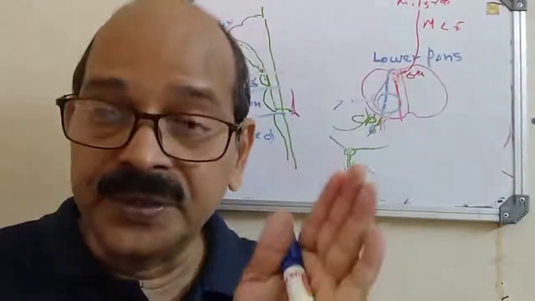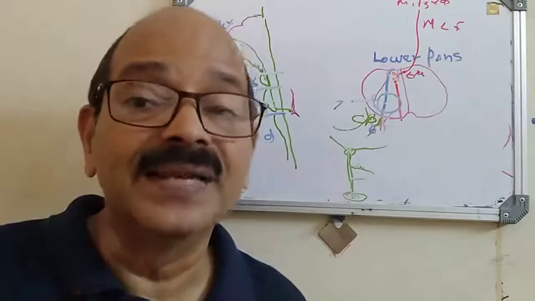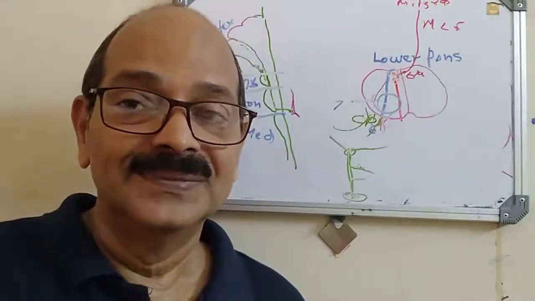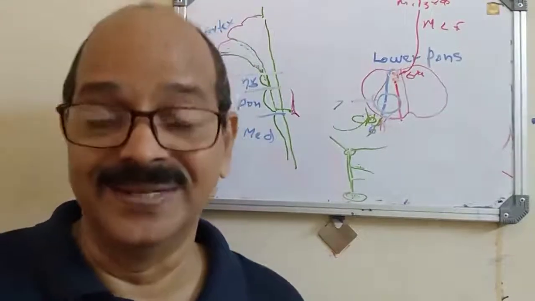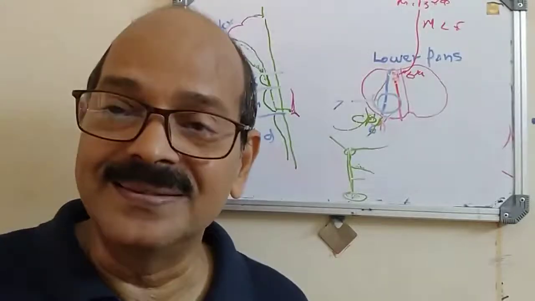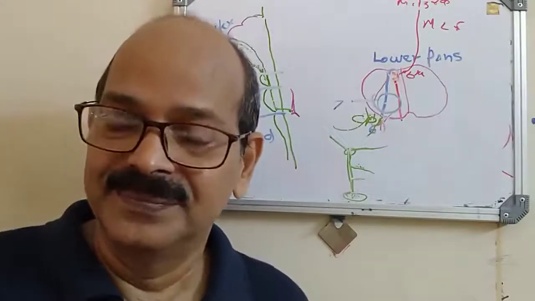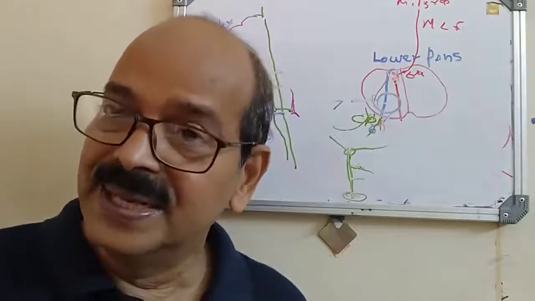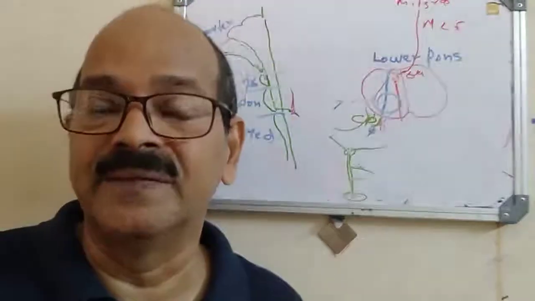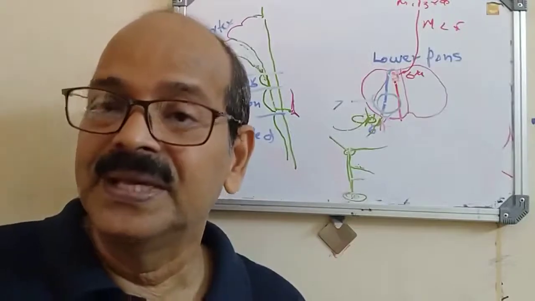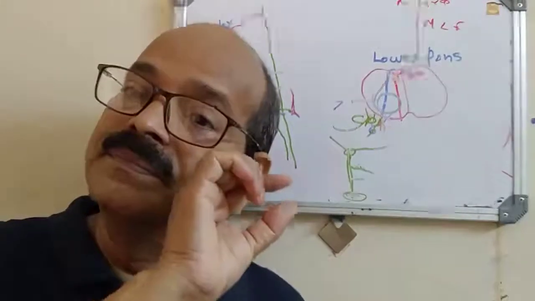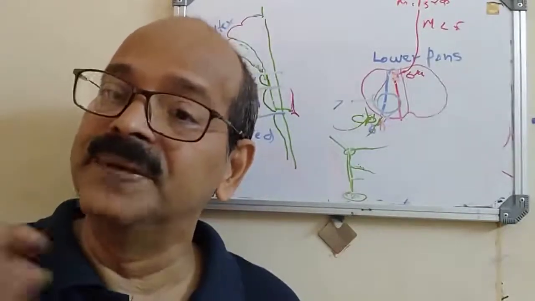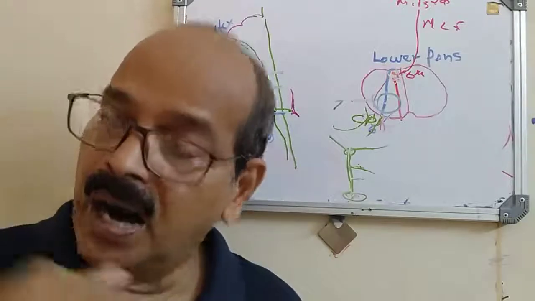So after you test the hearing, there are two patterns. One thing is hyperacusis. The other is absence of hearing. Hearing is lost. So what does that indicate? If there is absence of hearing, what does that indicate? It can be involvement from the CP angle outwards.